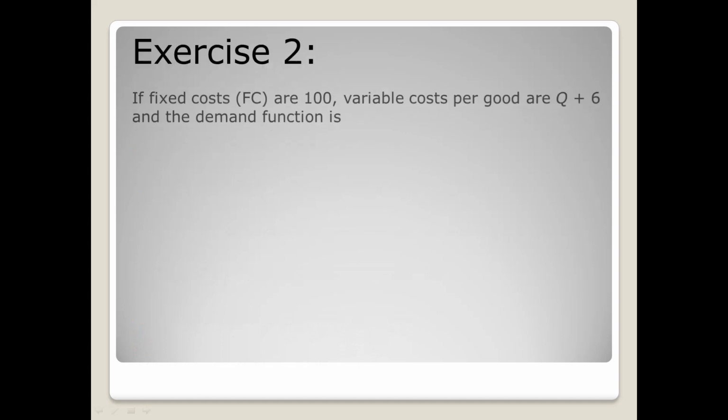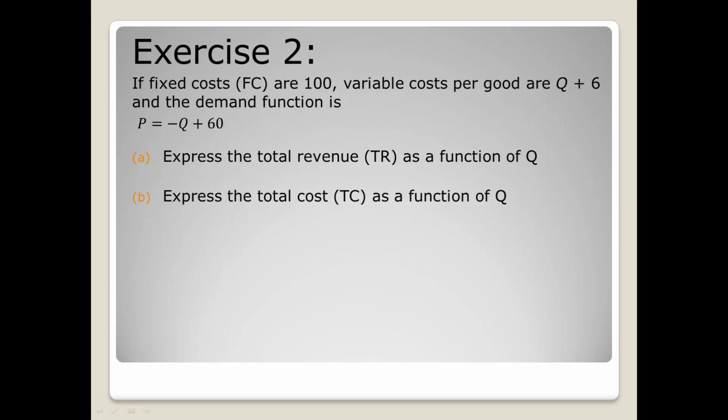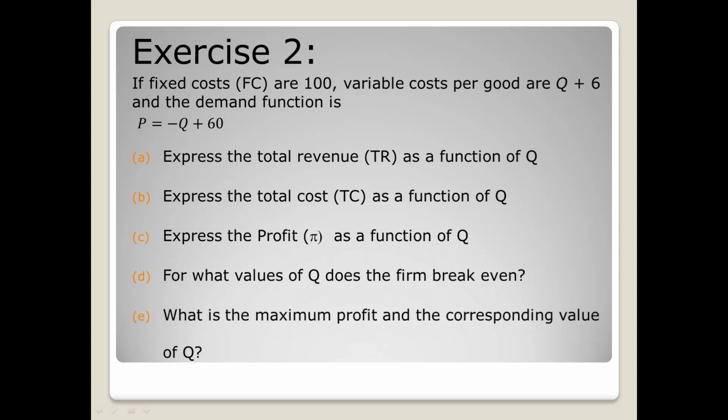Now exercise number 2. If the fixed cost FC is 100, the variable cost per good is Q plus 6, and the demand function is P equals minus Q plus 60, we need first to express the total revenue TR as a function of Q. We need to express the total cost TC as a function of Q, and we need to express the profit pi as a function of Q. And then for what values of Q does the firm break even? And then what is the maximum profit and the corresponding value of Q? This is exercise number 2.